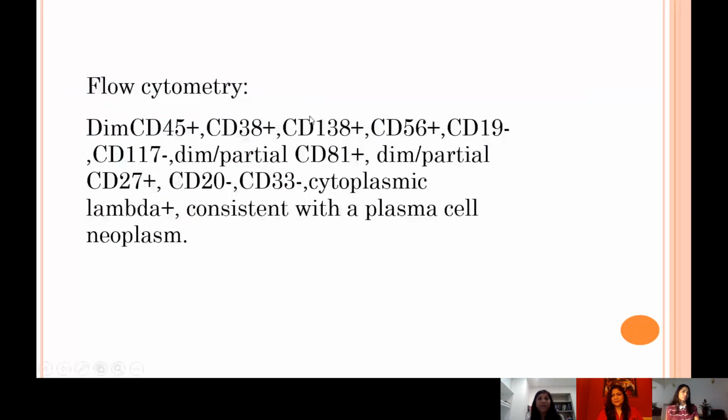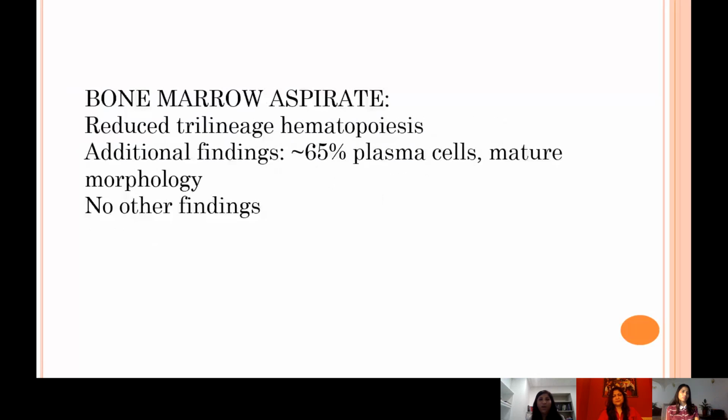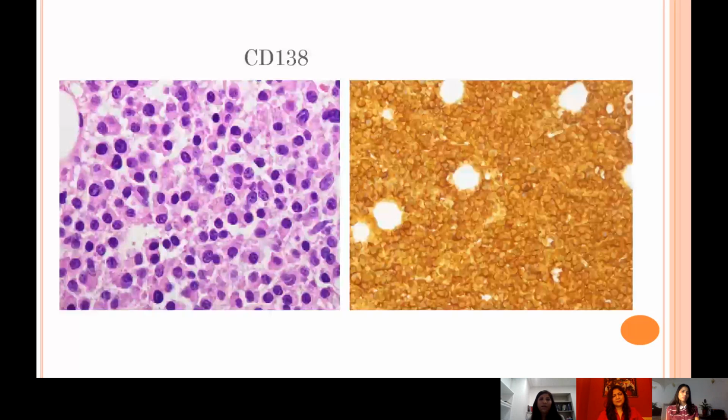On flow cytometry, that's the typical phenotype. These cells would be CD45 dim, CD38, CD138, CD56 positive, and they would be negative for CD20. These cells were positive for cytoplasmic lambda chains, and a diagnosis of plasma cell neoplasm was made. Bone marrow aspirate also showed almost 65% plasma cells, and they were of mature morphology. There were no other significant findings seen.